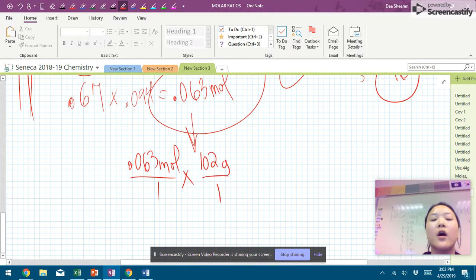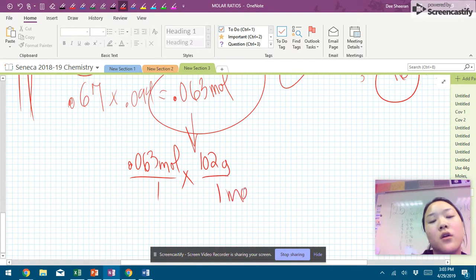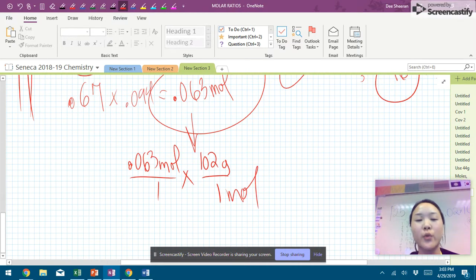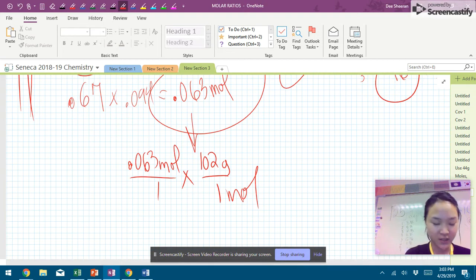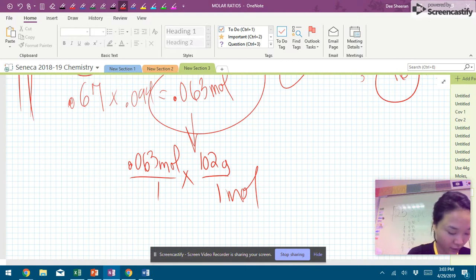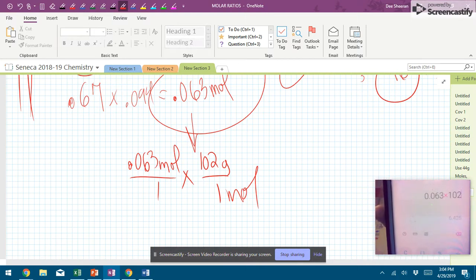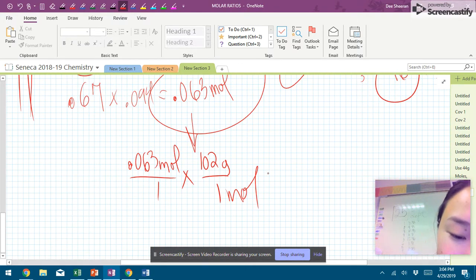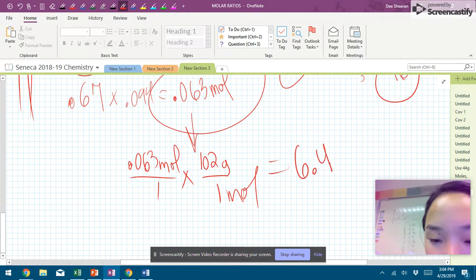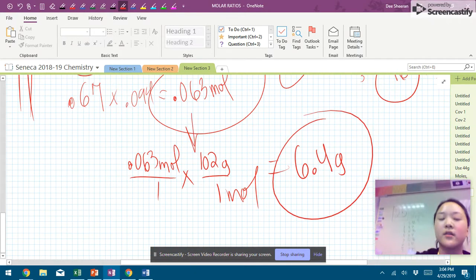When you're doing from moles to grams, it's just multiplication essentially. So it's going to be 0.063 times 102. That should give you the value of 6.4-ish. And that's grams, and then you're done.